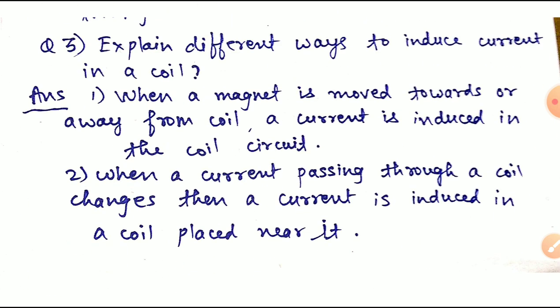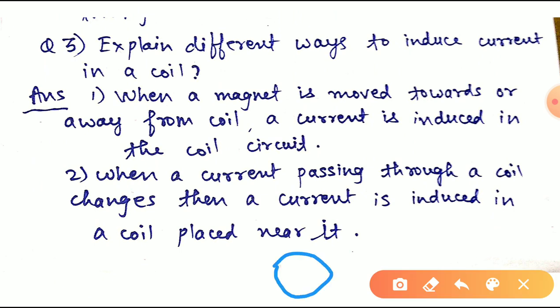Explain different ways to induce current in a coil. In any coil, when we want to induce current, we have to tell the ways; two ways we have already studied. So the first way is, when a magnet is moved towards or away from the coil, the current is induced in the coil. Okay, suppose any coil is there. Suppose this is a coil, and suppose this is a magnet.